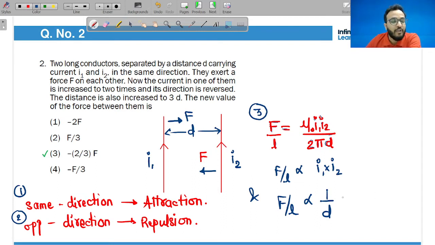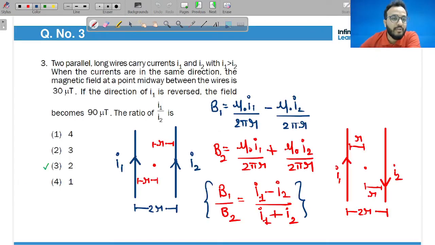They are saying that in one of the wires the current is increased to 2 times, but the distance is also increased to 3 times. So what will the overall effect be? In the numerator it will be 2, and in the denominator there will be a factor of 3. So overall the force will change by a factor of 2 by 3. Can you see that? Yes or no? So the answer will be F dash equals 2F by 3, because you double the current and triple the distance. Now question number 3.